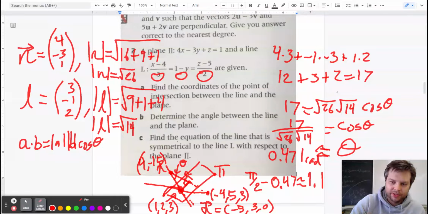So that's the direction vector. You would just take a point on the line, such as 1, 2, 3, and then plus t times your direction vector. And there you go.